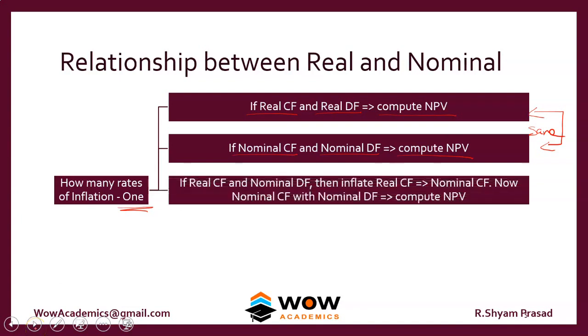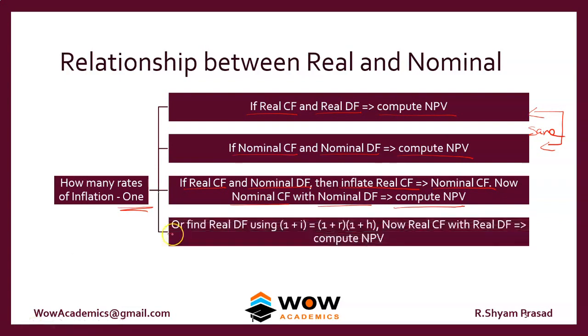Assume it's given as a mix and match, for example, real cash flow is given but the nominal discount factor is given. Then you have to convert them to an equal basis. Either you have to find the real cash flow and the real discount factor, or the nominal cash flow and the nominal discount factor. So we'll try to inflate the real cash flow and get the nominal cash flow. Now we have nominal cash flow and the nominal discount factor, and we can compute the NPV.